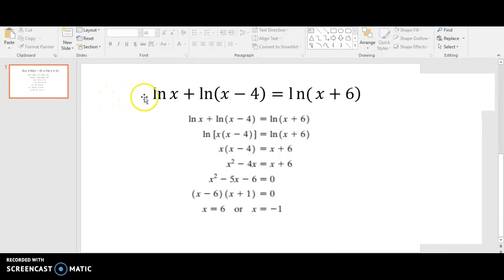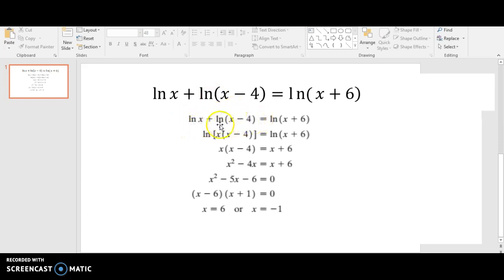If I were to look at this, I've got natural log of x plus natural log of x minus 4 equals natural log of x plus 6. Looking at this, if we're looking at the most restrictive domain, for the first one, natural log of x, we know x has to be greater than 0. For the second one, x minus 4, x has to be greater than 4. The last one, x has to be greater than -6. So based on this, the most restrictive domain is that x has to be greater than 4. Therefore, our solutions must be greater than 4.